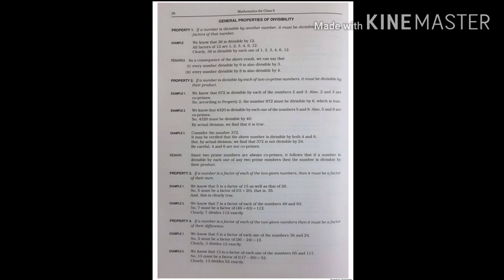Come to property 4. If a number is a factor of each of the two given numbers, then it must be a factor of their difference. Let's take an example. 3 is a factor of each of 36 and 24, and 36 minus 24 is 12. So 3 divides 12 also. Right. Again, next example, 13 is a factor of 65 and 117. So 13 must be a factor of 117 minus 65, that is 52, and we know that 13 into 4 is 52.